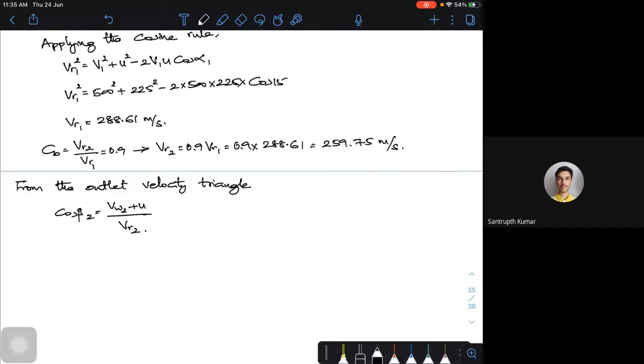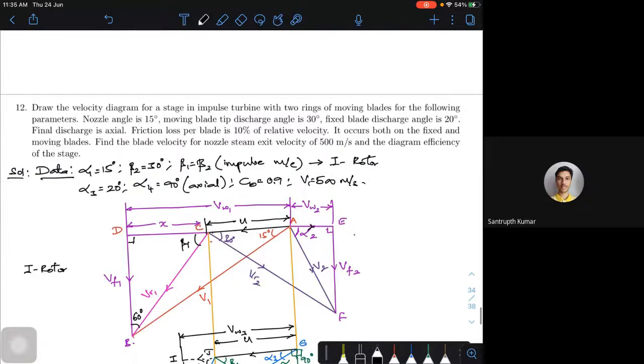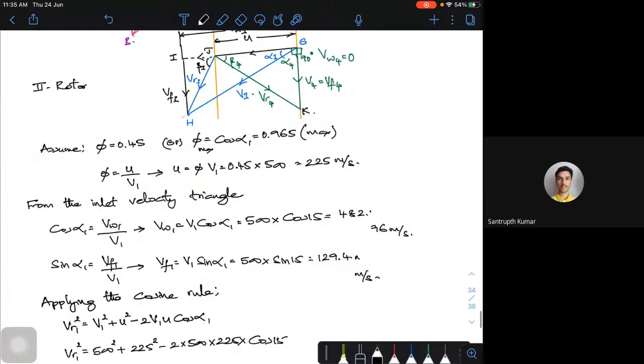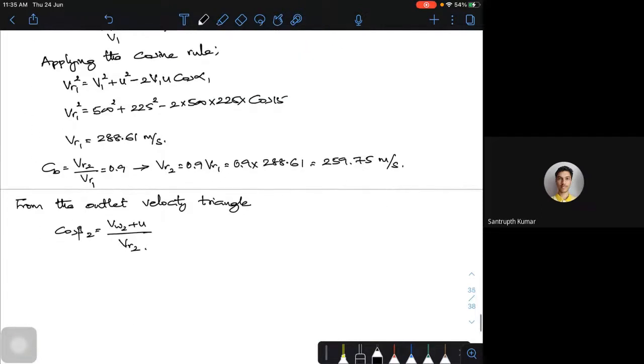Then substitute everything. So now, what are the values we have here? We have found out VR2 and we know U. So what is your beta 2? Beta 2 angle is given as 30 degrees. So substitute all the things and find the VW2. Now let us go and find that.